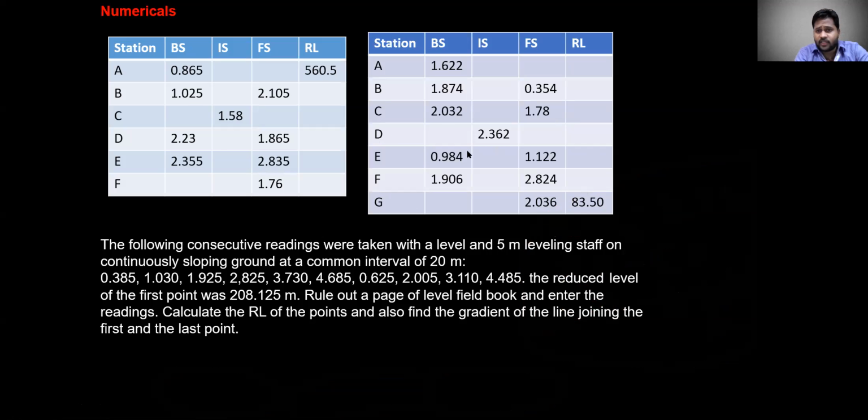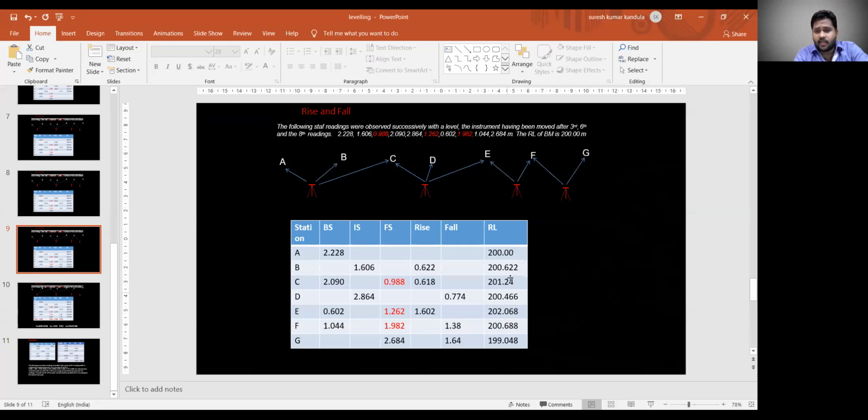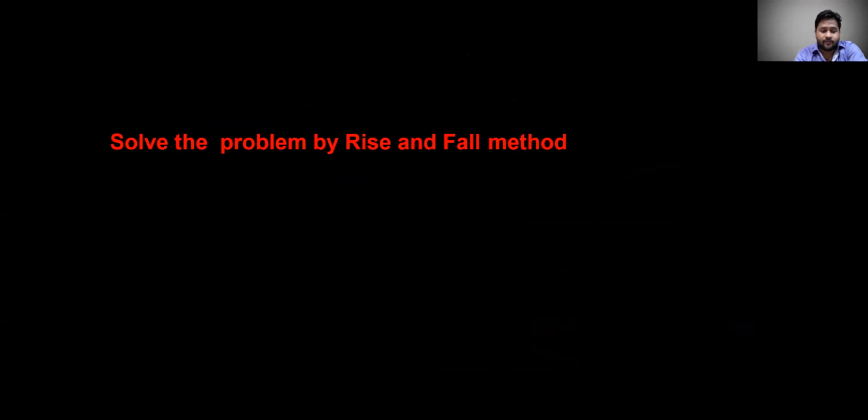Whatever data I'm getting, I wrote the RLs separately for each individual problem. These are numerical problems. We need to solve the rise and fall method like this, what I showed just now. This is the final table you will get when you are solving the rise and fall method.